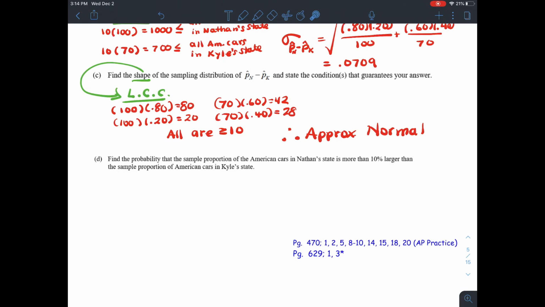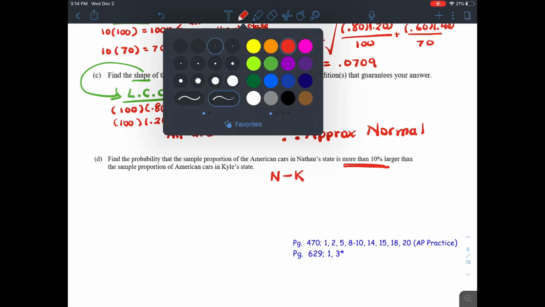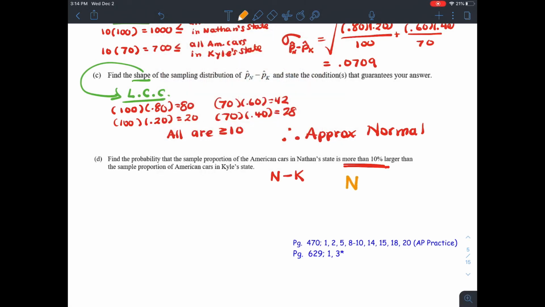All right, so we should now be able to answer this question here at the bottom. We want to find what is the probability that the sample proportion of cars in Nathan's state is more than 10% larger than the sample proportion of American cars in Kyle's state. Okay, so remember the order we did this subtraction here, we were doing N minus K. Now let me just go ahead and take the information we had calculated up above. Okay, remember this is doing Nathan's minus Kyle's. Okay, here's what we got for our center and our spread here.